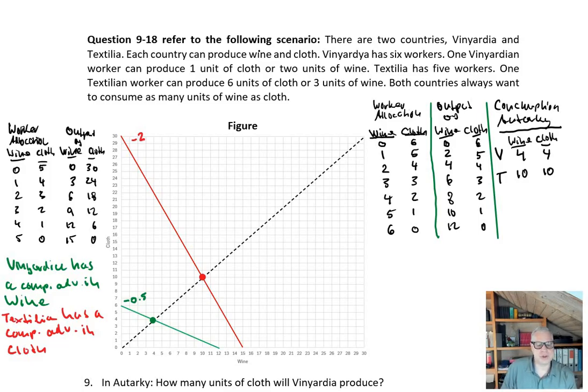Now we also know that Vineyardia has a comparative cost advantage in wine. And also Vineyardia is the country with the biggest constraint, because if we let Vineyardia fully specialize in what it can do best, which is wine, they can only produce 12. But Textilia could produce 30 of cloth. So in a first step, let Vineyardia fully specialize and produce 12. That's the first step.